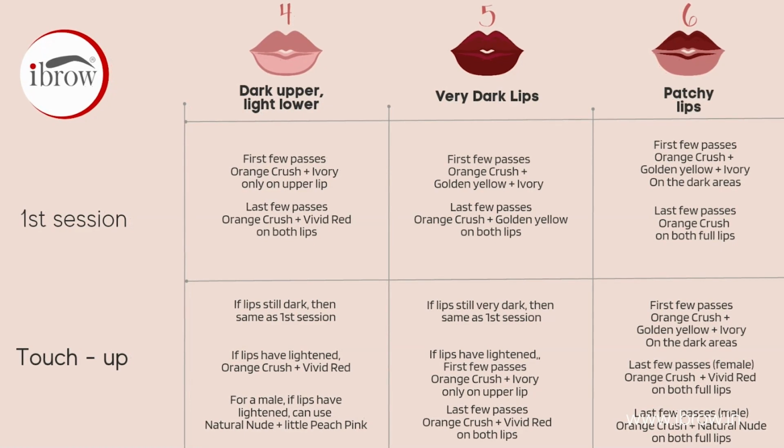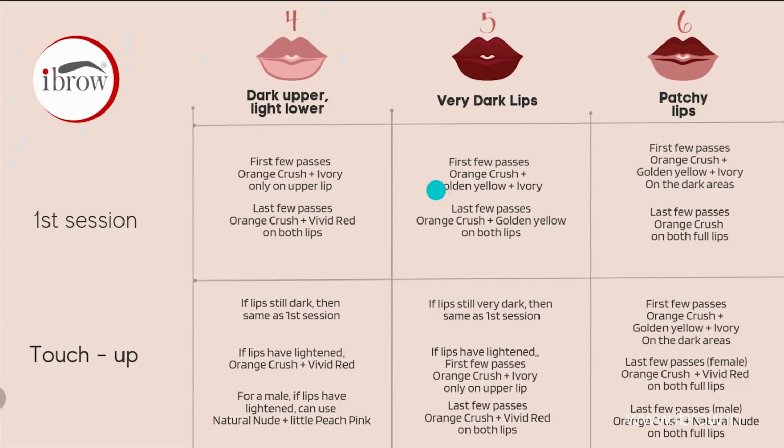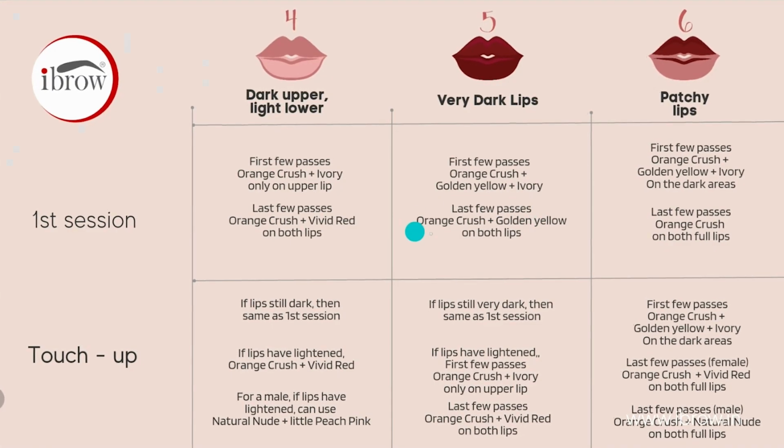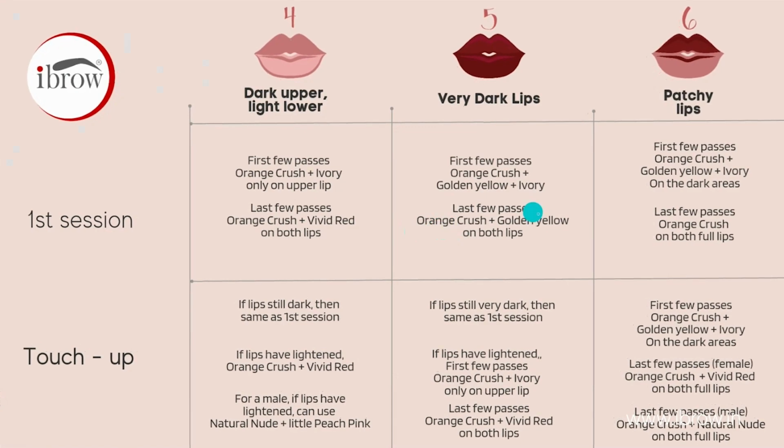Now when the lip is very dark, just orange might not be sufficient to neutralize the level of blue that is there. We also would need to add yellow to it because we want to lighten it. So Orange Crush plus Golden Yellow plus Ivory. You can vary the proportion based on the level of darkness. Then after that, a few passes you can do Orange Crush and Golden Yellow.